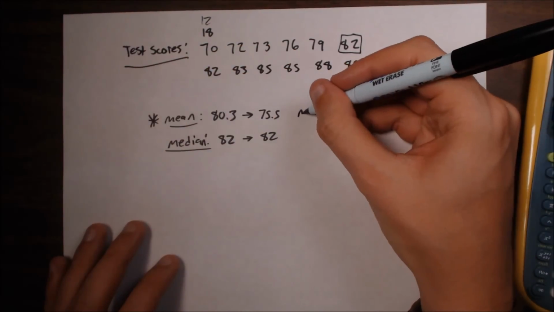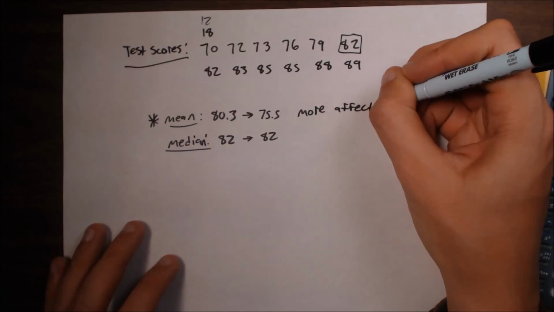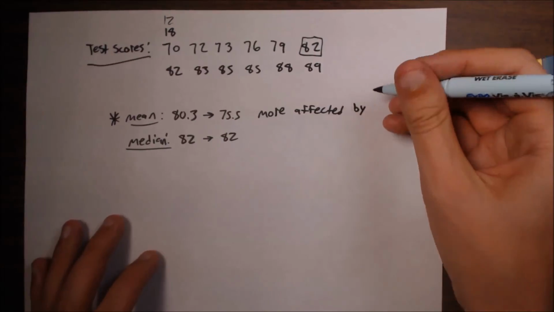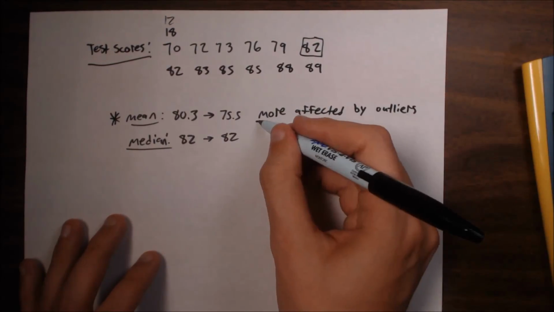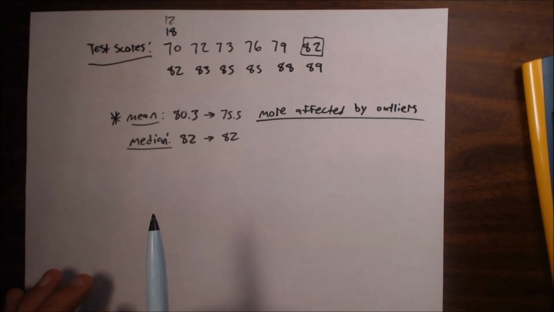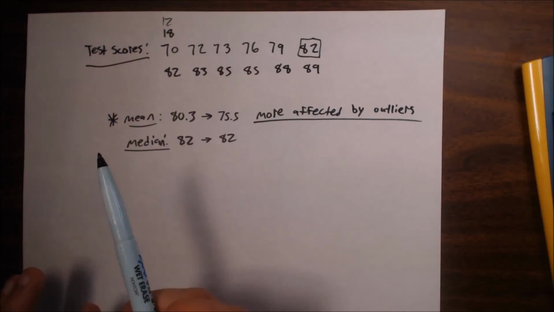Okay? More affected by outliers. This is very important. Oftentimes you're going to need to decide which is the better measure of center. And it depends on the context of the problem. And it also depends on whether or not there are outliers. Anytime you have outliers, the mean is going to be skewed by that outlier. It's going to have a huge effect on it.